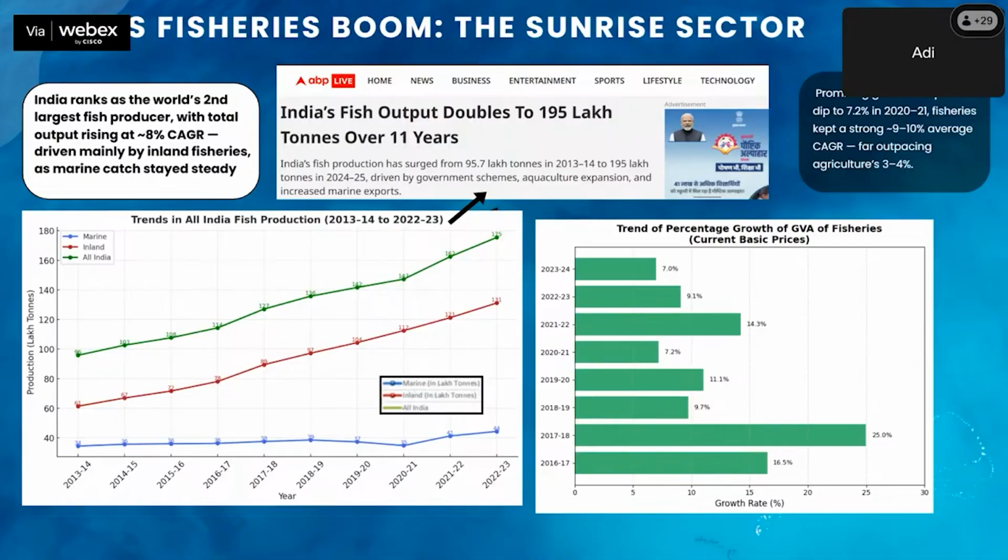In the second graph, we can see the trend of percentage growth of GVA of fisheries, in which in 2017 to 18 there was a peak of 25% due to a disease outbreak in Vietnam and Thailand, which are the major competitors of India in the seafood sector.